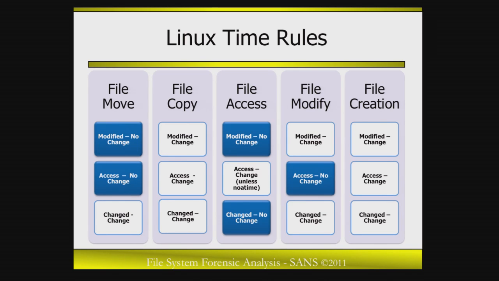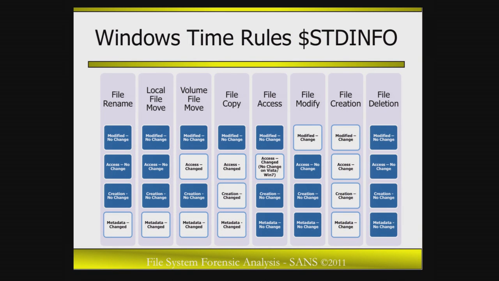So for example, if you're looking at a Linux file system and you see a timestamp which shows a change to modified time, access time, and change time, what you're probably looking at is a file copy. If you're looking at a timestamp that shows you only change, but not access or modified, you're probably looking at a file move within the volume itself. And there are similar rules that apply to Windows, and this is just standard information, timestamps on Windows. So you can see that it's quite complicated when you actually look at each time entry and interpreting what it actually means.